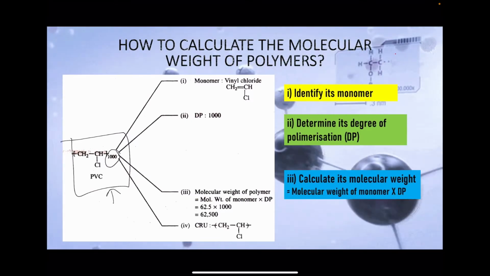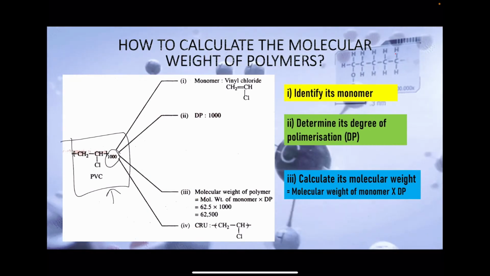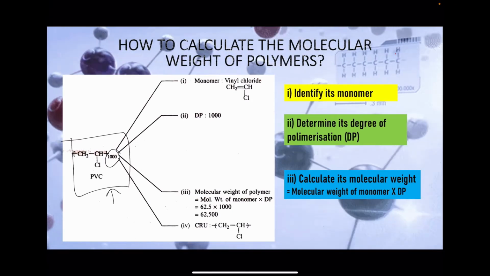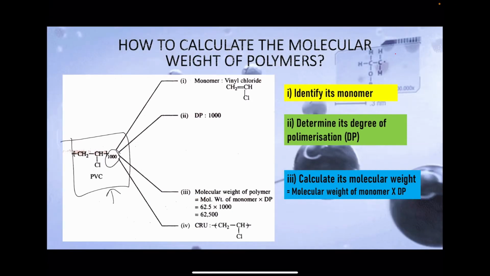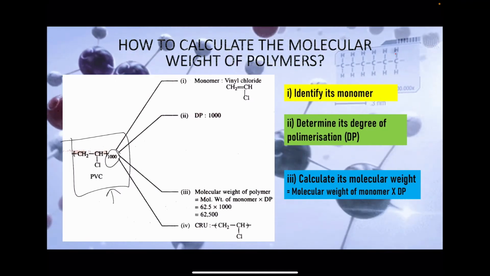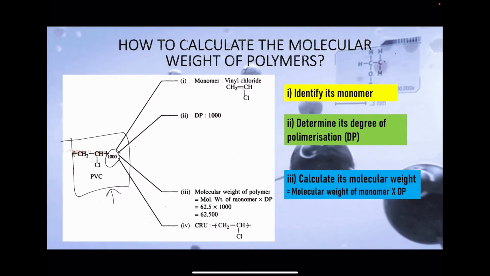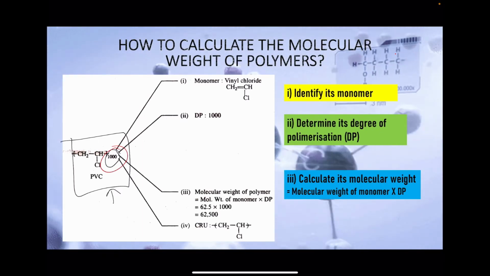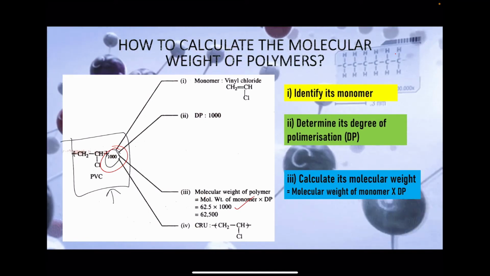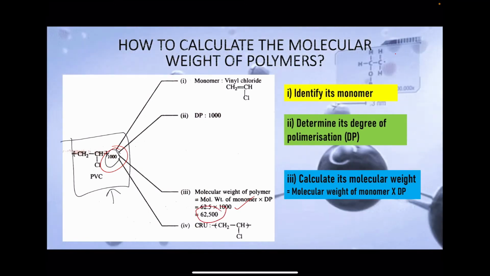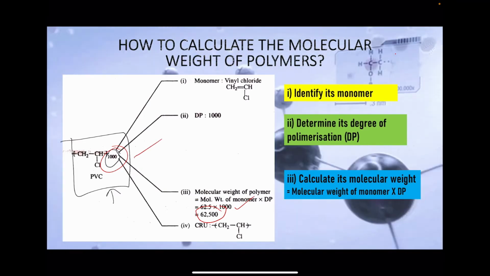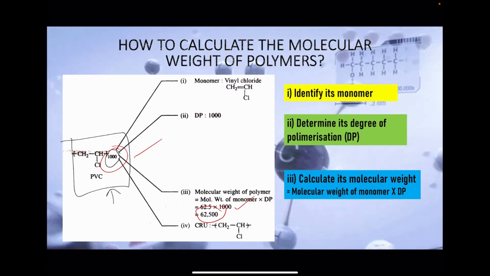Next, to calculate the molecular weight of this PVC, students just multiply the molecular weight of the monomer by the degree of polymerization. In this case, the molecular weight of the monomer, vinyl chloride, 62.5, times the DP of the polymer, which is 1000. So 62.5 times 1000, you get the molecular weight of the polymer, that is 62,500.